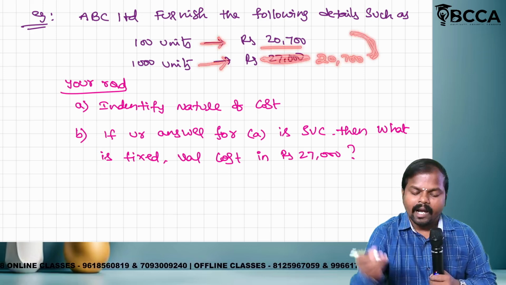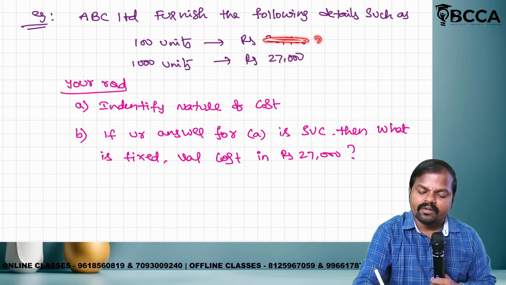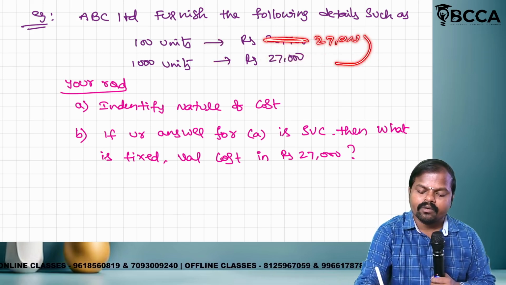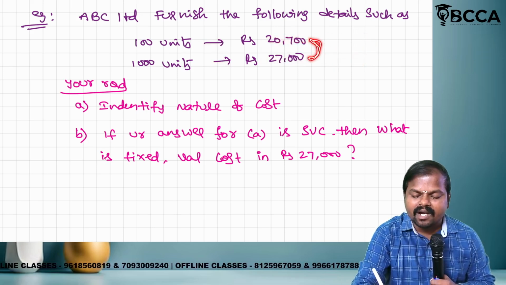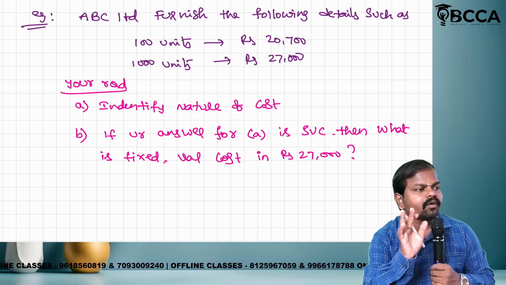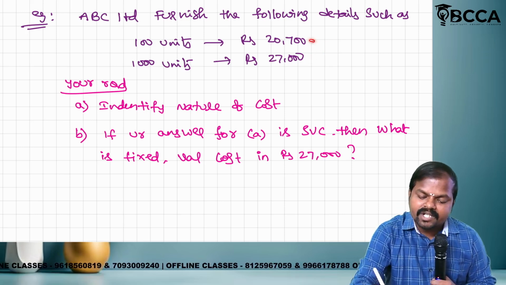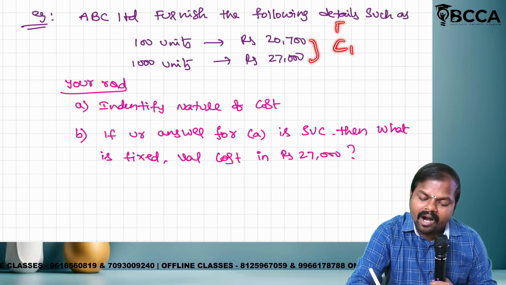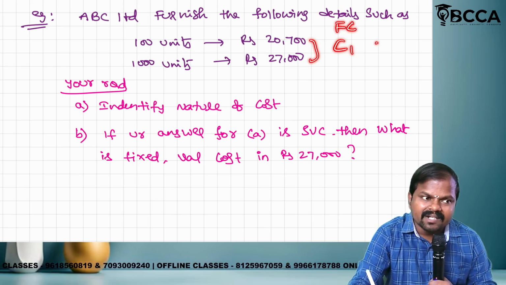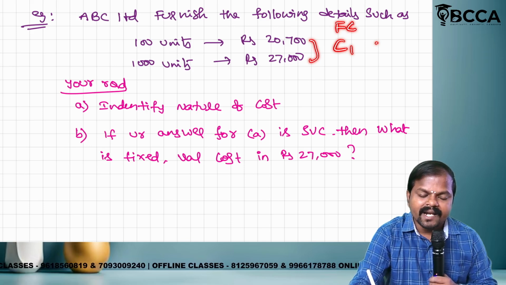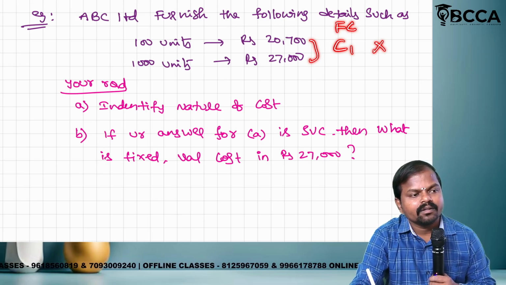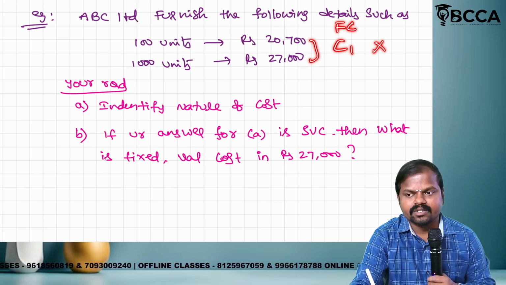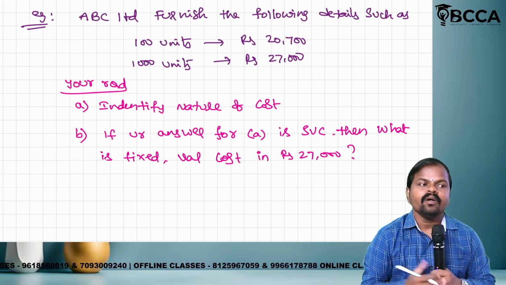Otherwise, instead of 20,700, if they gave 27,000, we can conclude the same. But unfortunately, this value is not matched. So, condition number 1 under fixed cost: satisfied or not satisfied? Not satisfied. Then we can conclude that it's not a fixed cost. Then we will go for variable cost.